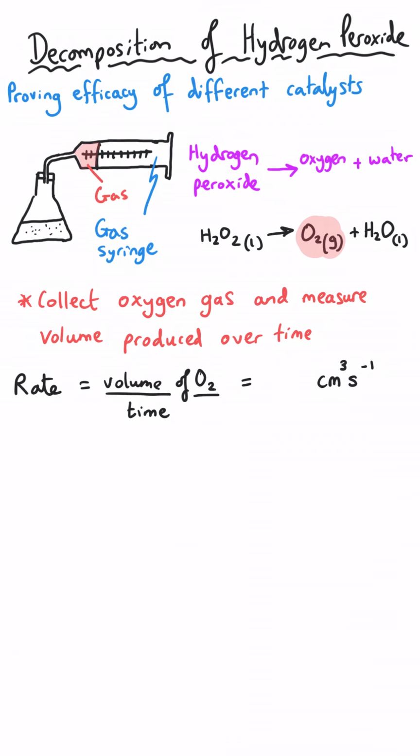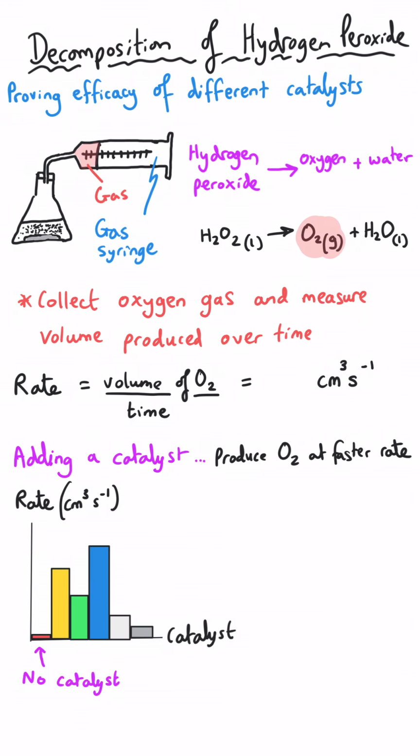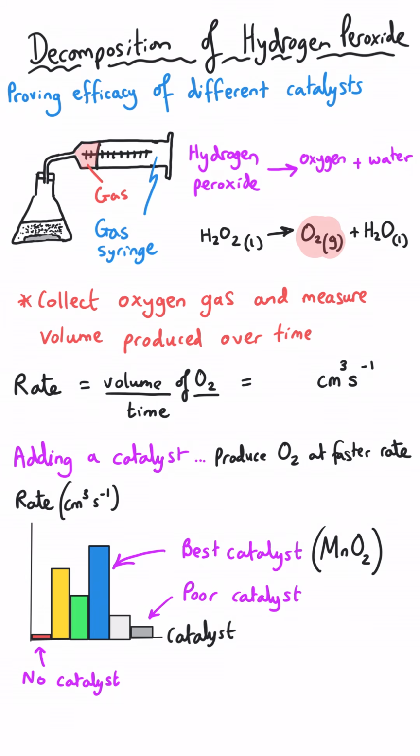Now, this reaction will happen anyway at room temperature, but really, really slowly. And so what you can do is you can add a catalyst to this conical flask where the hydrogen peroxide is, and you can see how much of an effect this will have on the rate of production of gas. Some catalysts will have a really significant effect, for instance manganese dioxide, others will be far less effective.